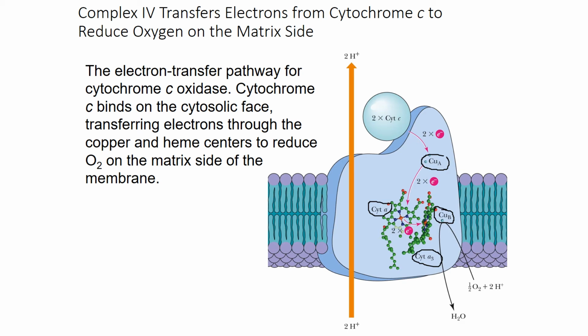So this concludes the discussion of the complexes involved in the electron transport chain. Now we're going to look at what happens with that proton gradient that has been building up in that intermembrane space and the enzyme ATP synthase.